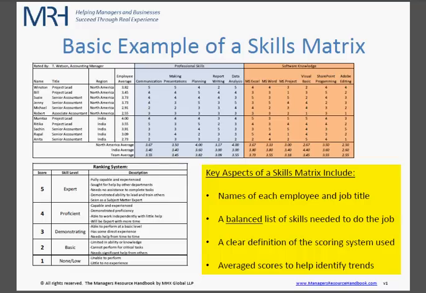Okay. Now, in the yellow box there, you see we've got the names of each employee and the job title, as I said, but I've highlighted the word balanced. It's important to have a balanced set of skills, not just technical skills, but things like professional skills to help provide a bit more of a well-rounded assessment of each employee.